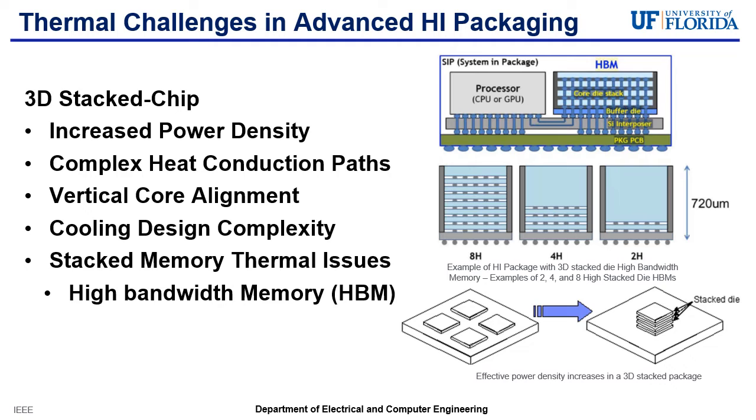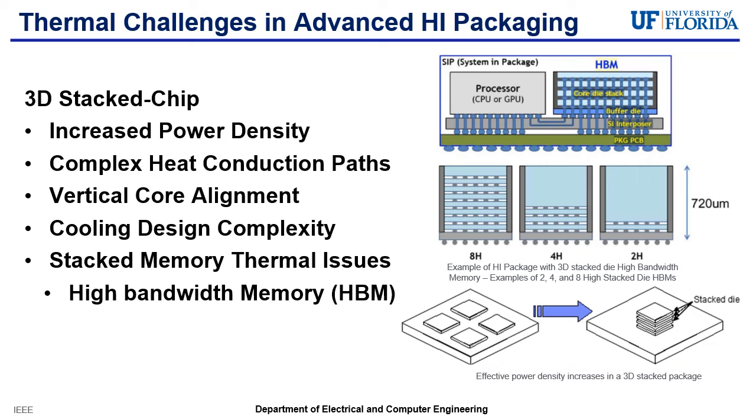Unlike 2D chips, where heat dissipates mainly horizontally across the chip, 3D chips require managing heat in the vertical direction as well. Vertical core alignment, where cores are stacked on top of each other, adds complexity to cooling design because heat from all the layers needs to be managed effectively together. To address these issues, the semiconductor industry uses high bandwidth memory, also known as HBM, which can create thermal bottlenecks due to its dense stacking.